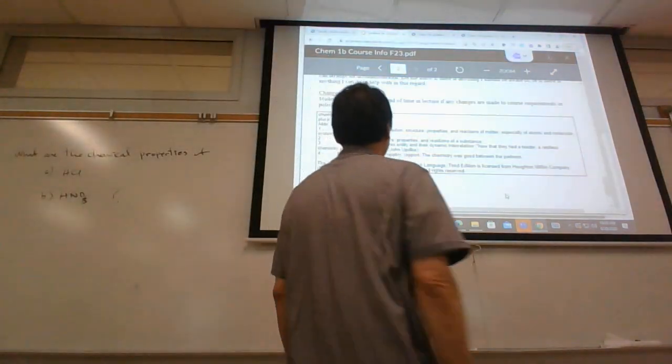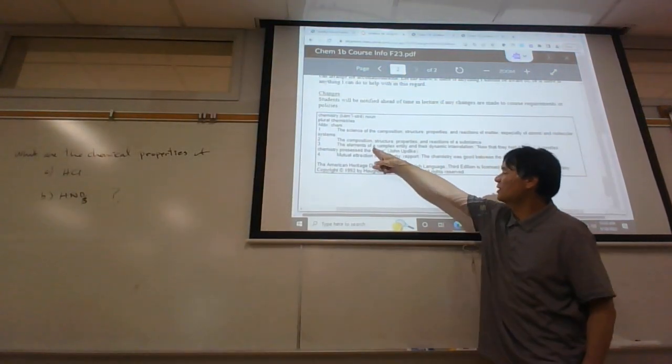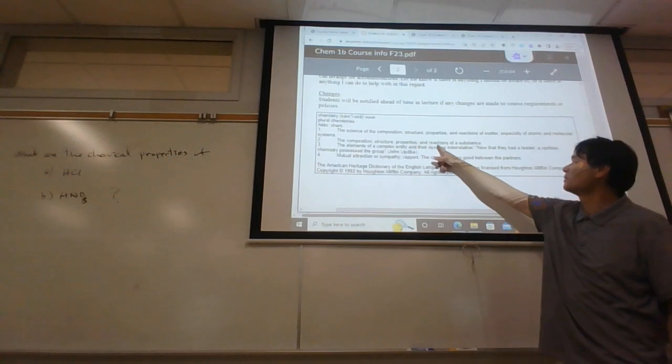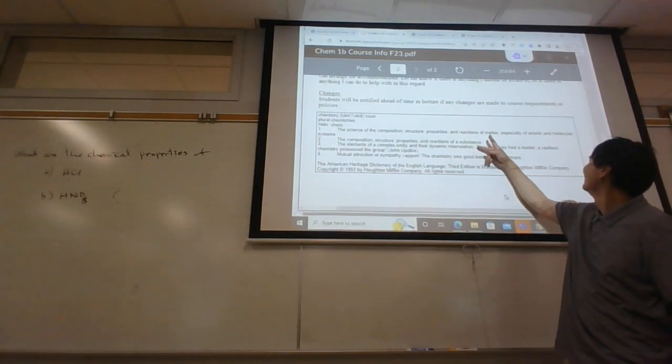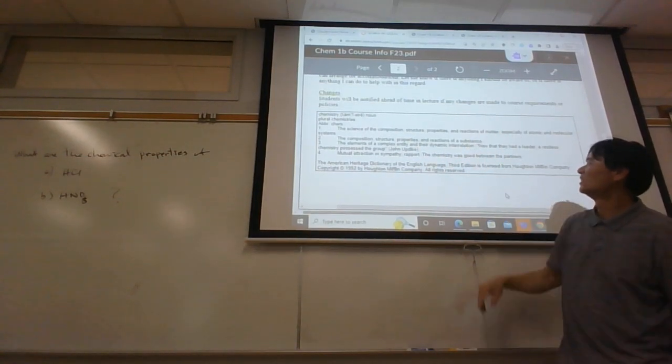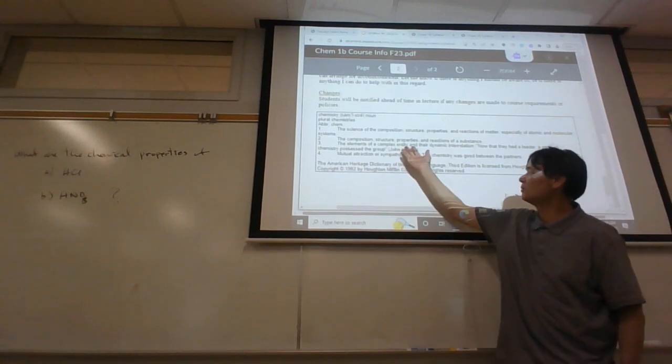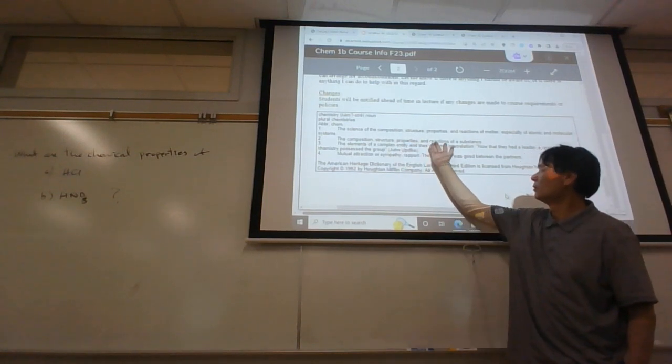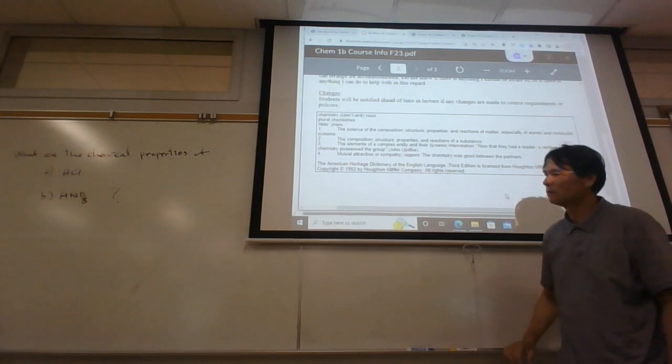Anyway, we'll be looking at that. If we look at dictionary definition number 2, the composition, structure, properties, and reactions of a substance. Similar, but the same thing goes here. I throw in chemical reactions as part of properties.